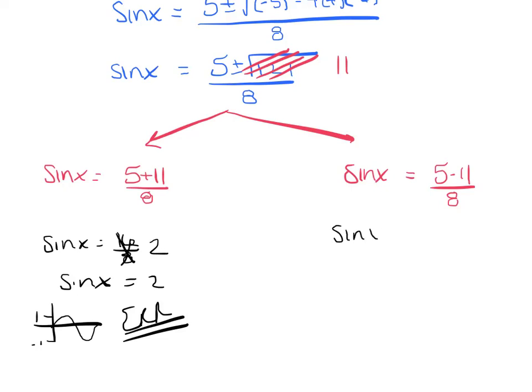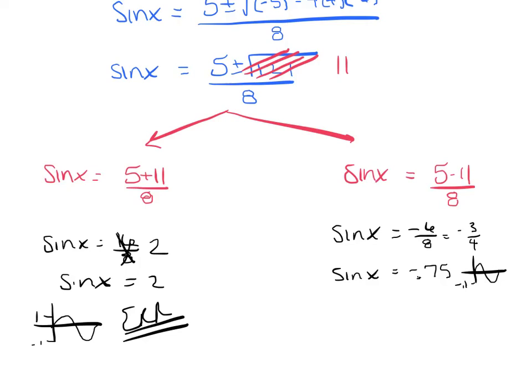Next side, sine x equals negative 6 over 8, which is negative 3/4. Okay, and I'm going to just throw that as a decimal. 3/4 is 0.75. All right, do I have an answer? Does the sine curve go down to negative 0.75? Well, of course it does, because it goes down until negative 1, so it's going to hit negative 0.75. Okay, so that means I have answers.